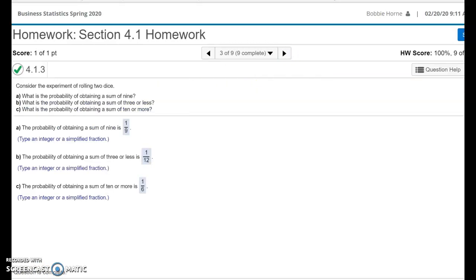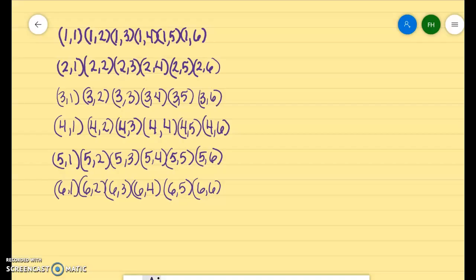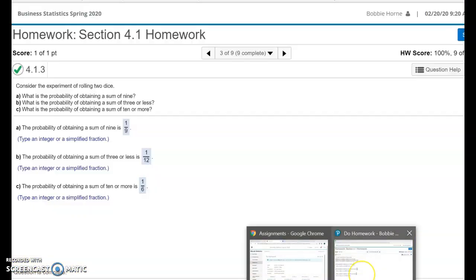Okay, for this particular problem, we are rolling 2 dice, and we are wanting to see the probability of obtaining certain numbers. So the best thing to do would be to write out all of your outcomes. So we're going to do that. Okay, so I have written out all the outcomes, and the first numbers are the numbers that we would roll with the first dice, and the second number in the ordered pair is what we would roll if it were the second dice. So let's go back to our question here.